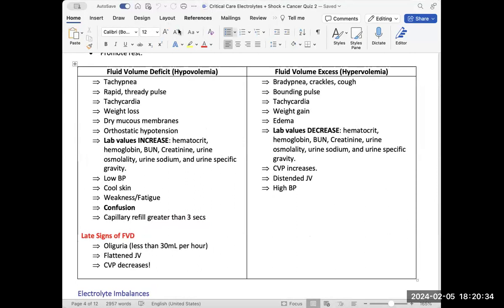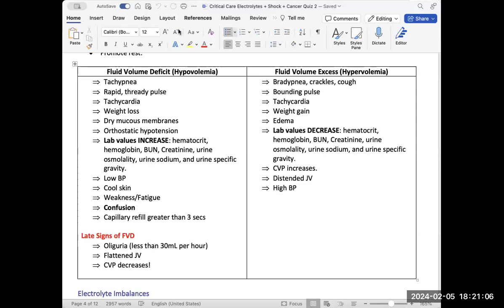For example, in fluid volume deficit, you have tachypnea, right? Rapid respirations. Why? Because they're losing fluid. Their heart rate is increasing because their blood pressure is dropping because of the inadequate fluid. So they're probably feeling a little anxious, and that tachycardia can lead to the tachypnea, and that's why they're breathing really fast. They're also going to have a rapid, thready pulse. So it's going to be kind of weak but feel quick.